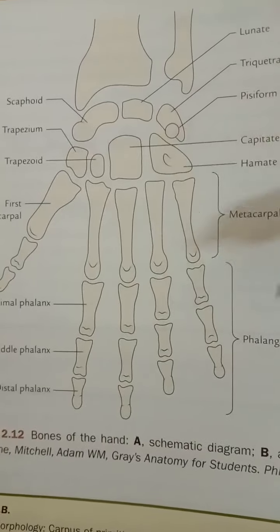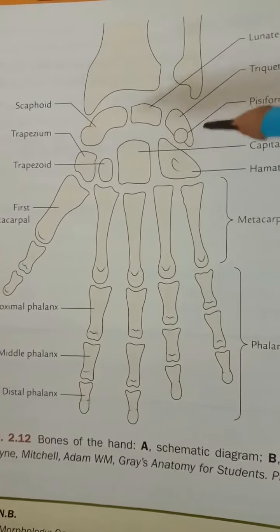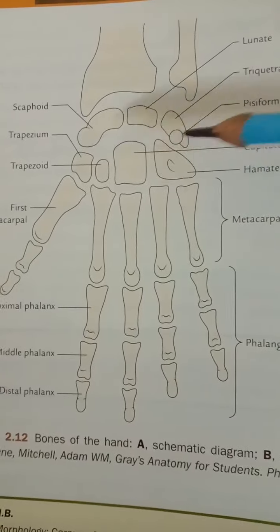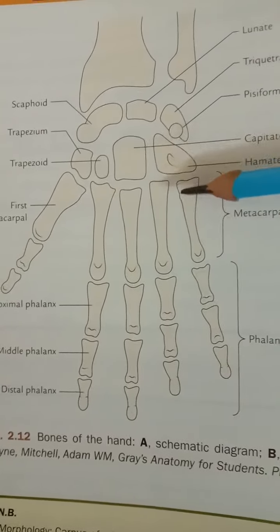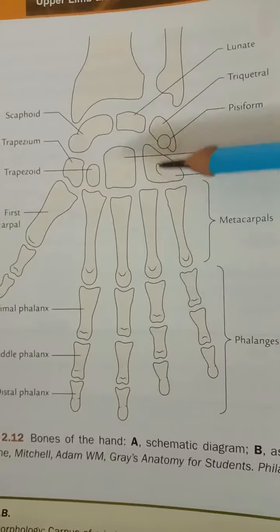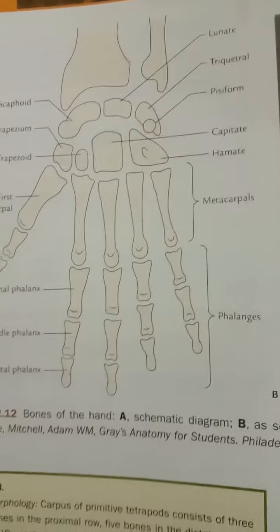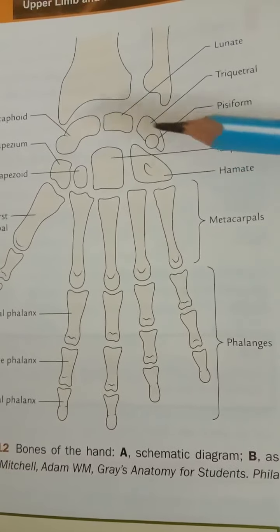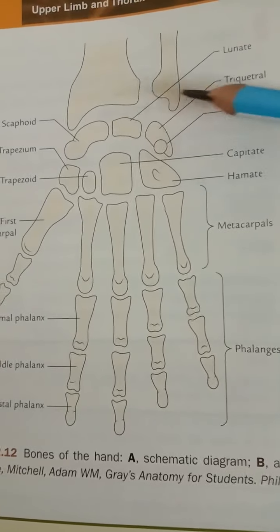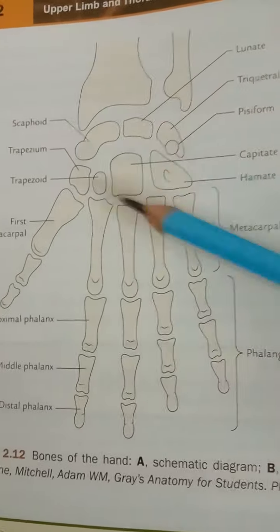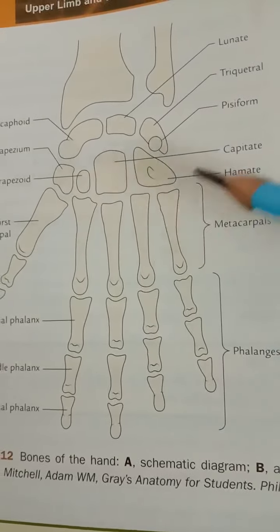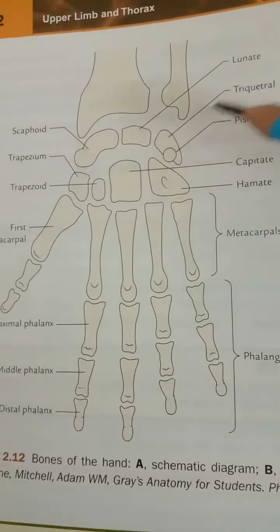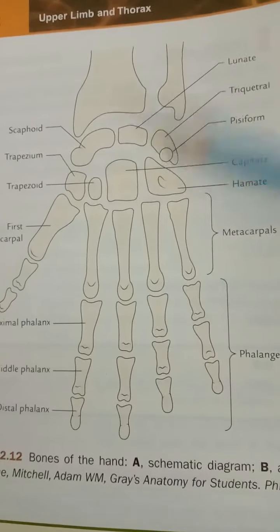The ossification of the carpal bones. The carpal bones are cartilaginous at birth and each carpal bone is ossified by one center, and all the centers appear after birth. The capitate bone ossifies first and the pisiform at the last. So the capitate bone ossifies first and the pisiform bone is ossified last.